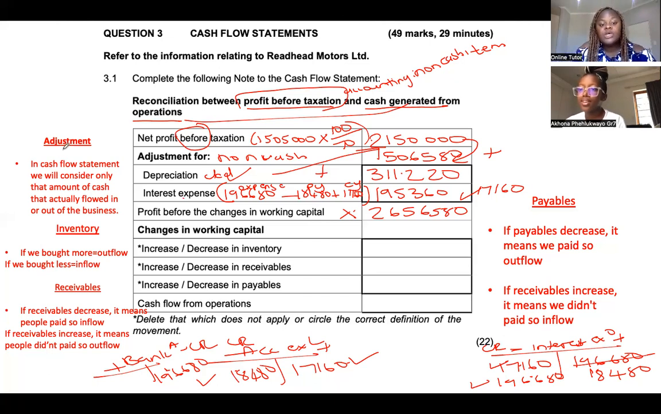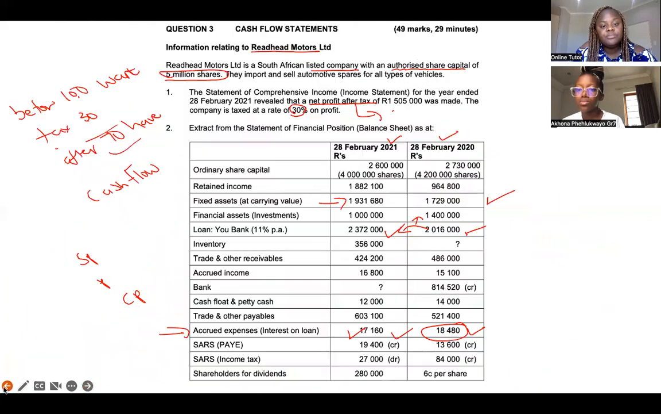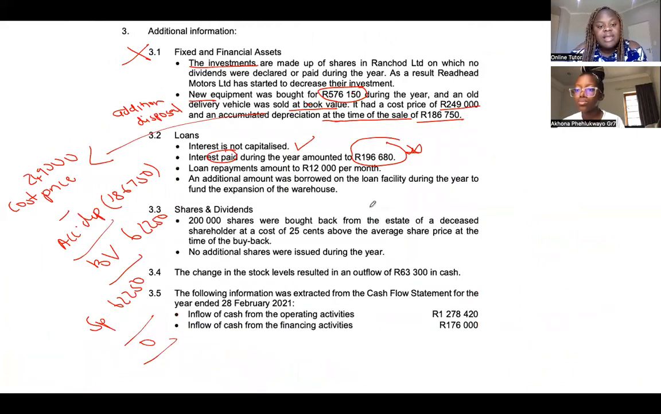Okay, so now let's go and look at our information with regards to inventory. What have they given us with regards to inventory? So here we see inventory. They've given you your current year and your prior year is a question mark, so we don't know. Now let's see if there is anything they told us. Over here, they tell you the change in stock levels resulted in an outflow of 63,300.